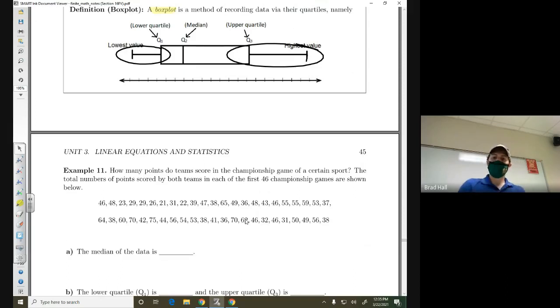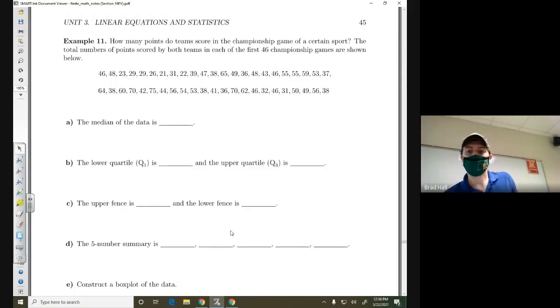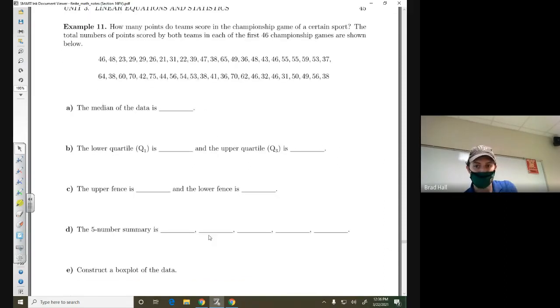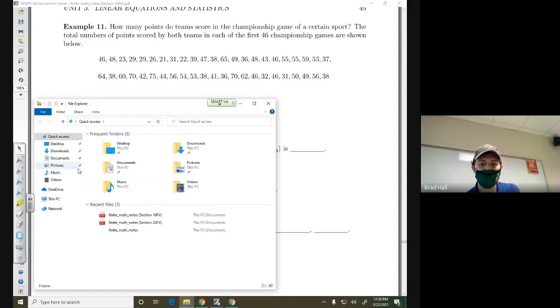You'll thank me later. How many points do teams score in the championship game of a certain sport? So here they just have a bunch of scores. And what we're going to do is take all 46 of these. Yes, this is a homework question, so that's why I'm making you all do it. We'll find the median, the quartiles, and answer various questions in terms of the five-number summary and all this stuff. So we're all going to take those values and put that into the TI calculator.